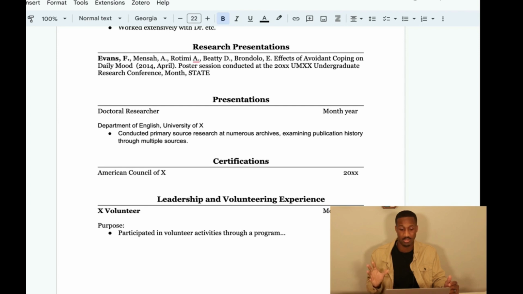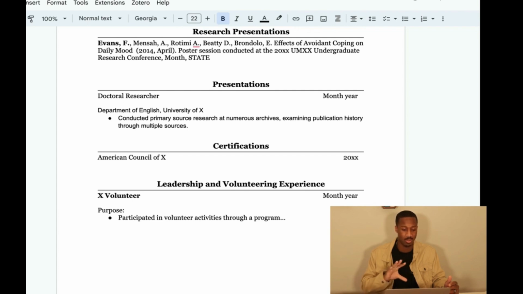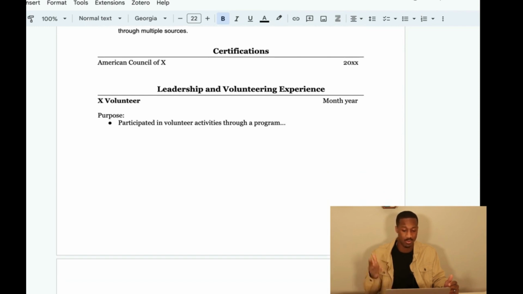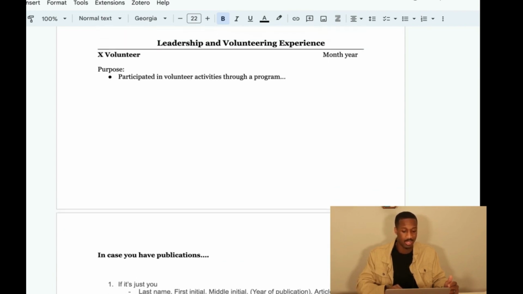Next thing, now there's a lot of people that may not have research presentations yet. That's okay. If you do, great, you can put it on here. There might be some people who don't have poster presentations or publications. Again, that is perfectly okay. You can put it on here if you can, and if not, that's okay. If you have certifications, of course, or licensures, put it on here as well. That's really good to know. And then the last thing I would end is leadership and volunteering experience.